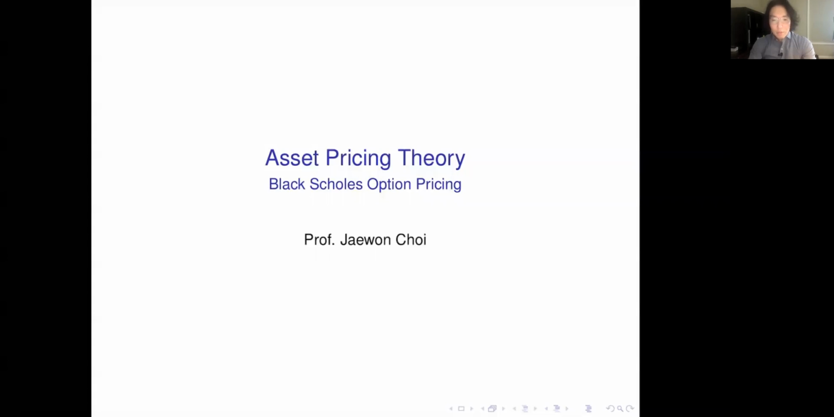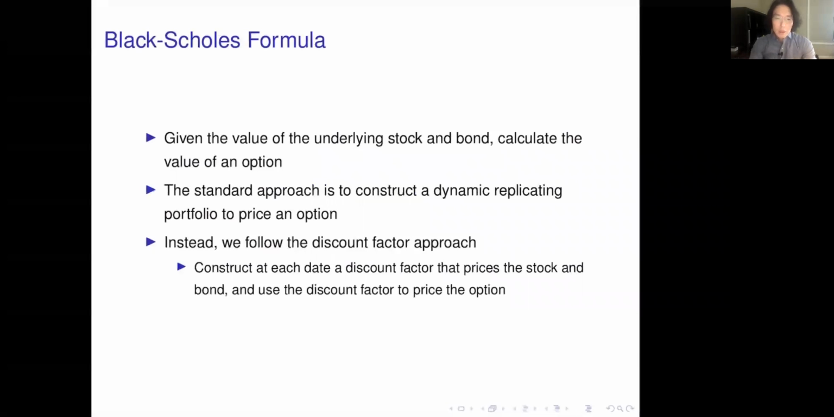Today we are going to talk about Black-Scholes option pricing theory. The main tool we're going to use is continuous time finance that we learned earlier in this course. So what is the Black-Scholes formula? We start with the value of the underlying stock, and we also have a bond, and we calculate the value of an option, and we will start with a call option.